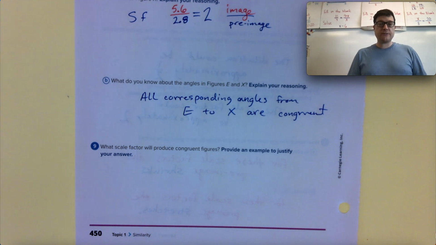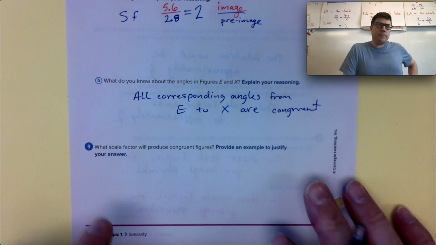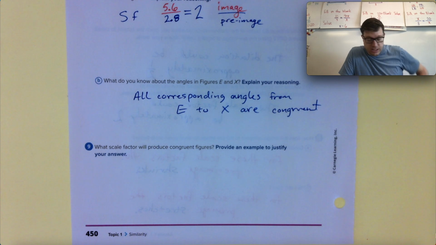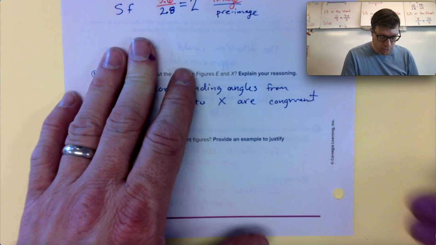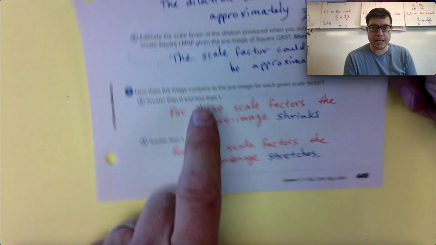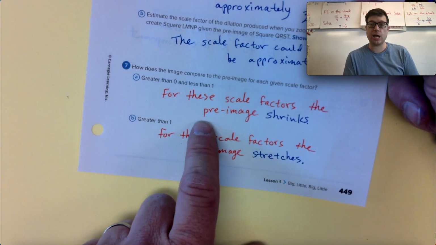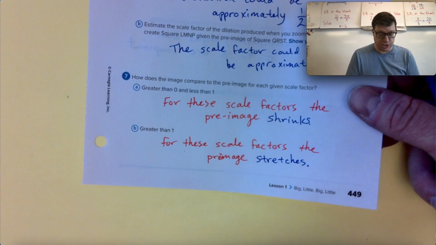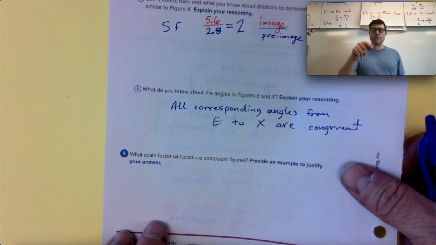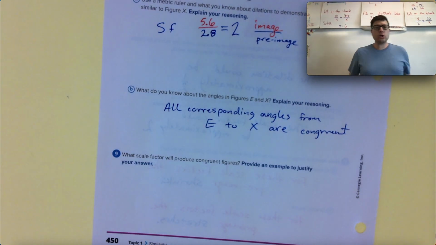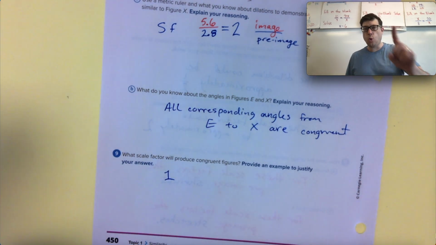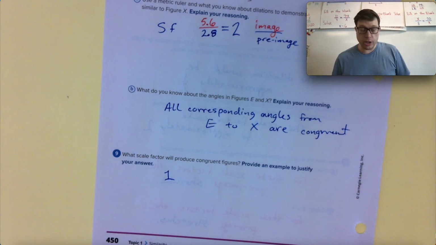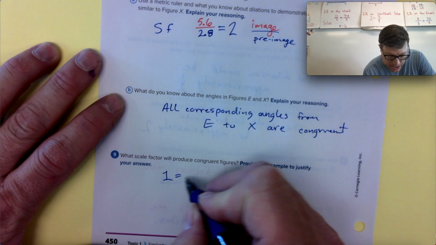The last question that we have to face is question 9. I mentioned this as well in a previous video. Go back and watch page 449. It was this question right here. For those scale factors, the pre-image shrinks or the pre-image stretches. The key difference in that conversation, which is coming back right now in question 9, the scale factor that produces congruent figures is 1. In other words, 100%.